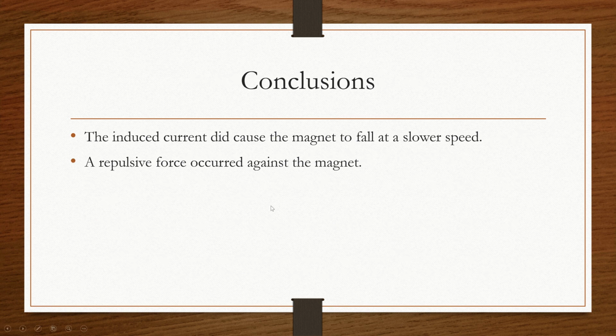So, in conclusion, the induced current did cause the magnet to fall at a slower speed, and a repulsive force occurred against this magnet.